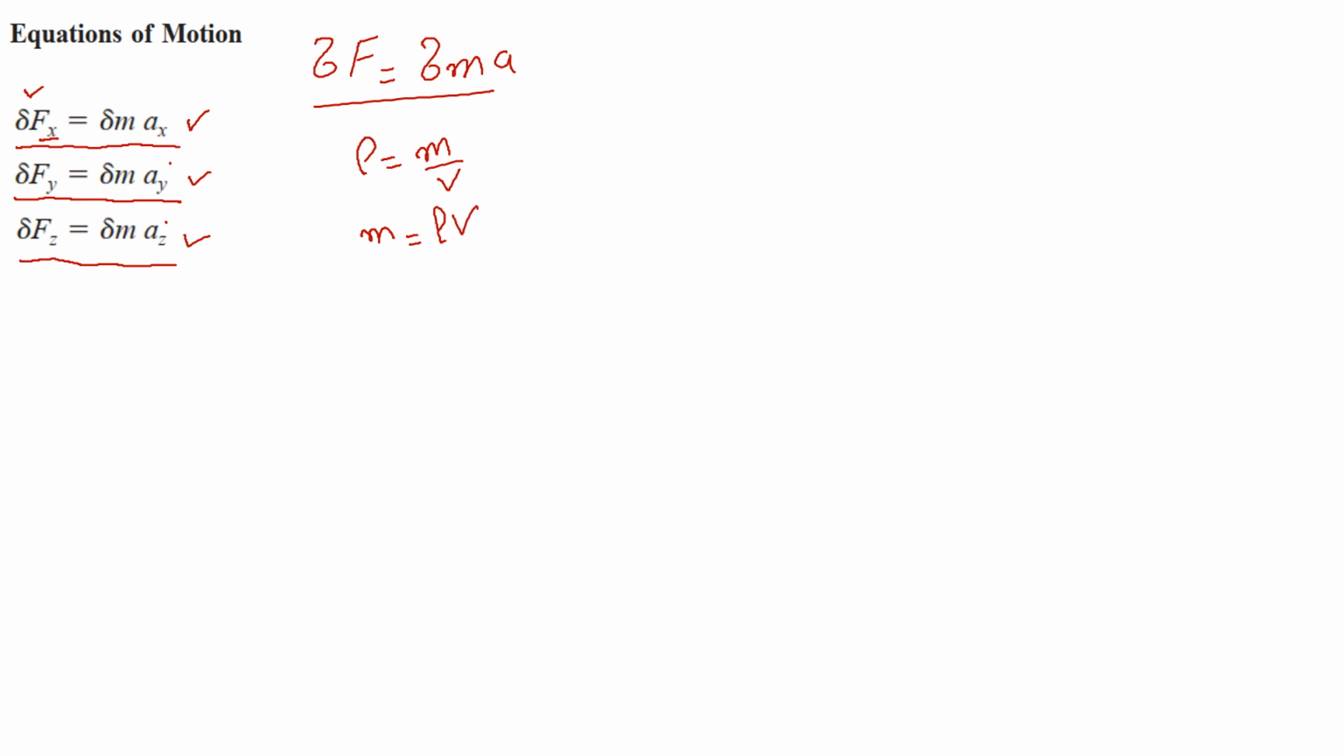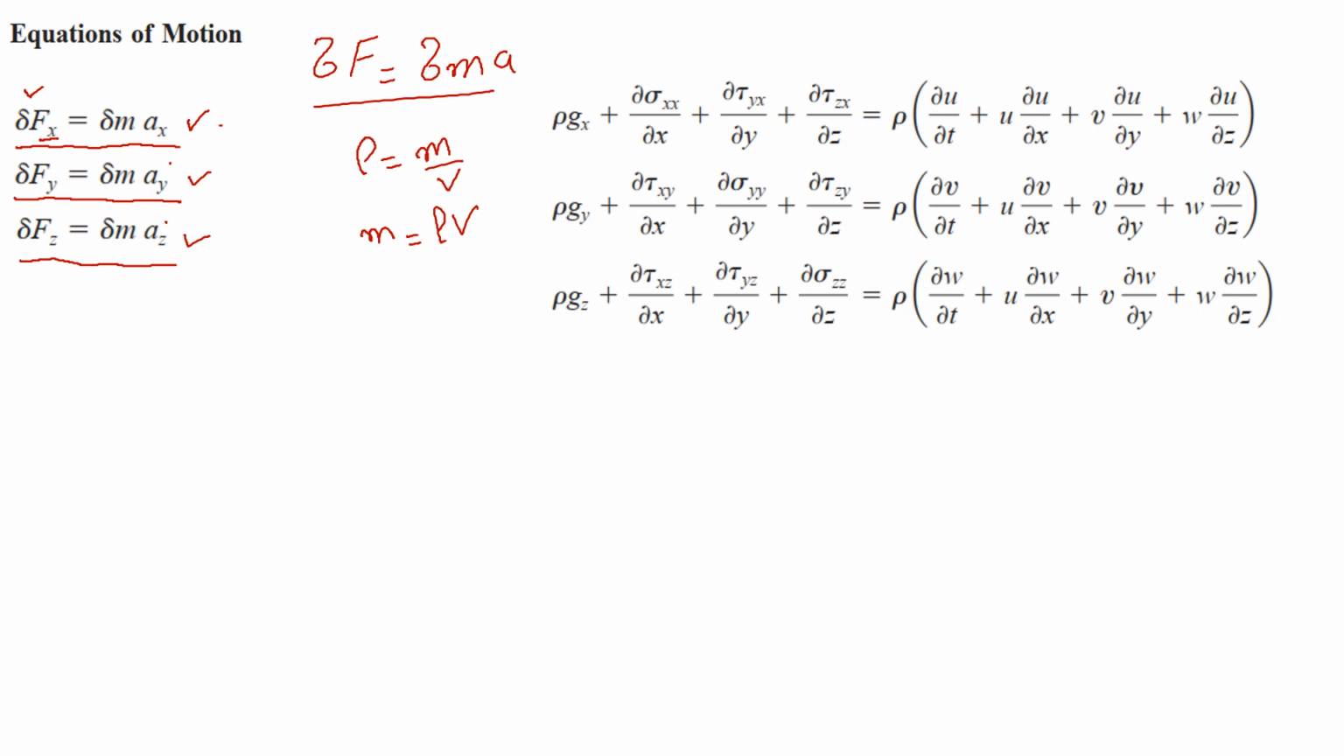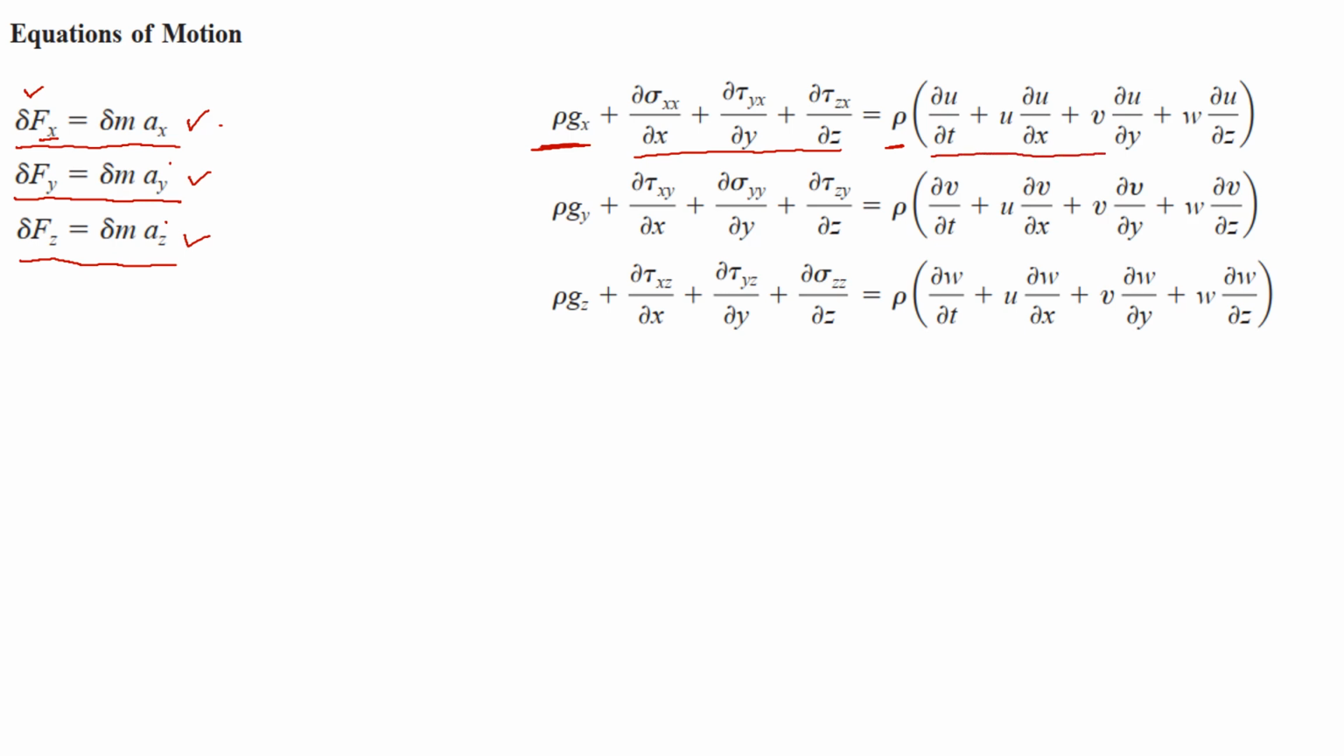So now let's use these three equations and write our equation of motion for a single fluid particle in differential form. So this is what we are going to get. These are the three equations of motion along their particular x, y, z axes. This is the body force, and these terms represent the surface force, equal to the density, and this represents the acceleration, the field representation of acceleration.